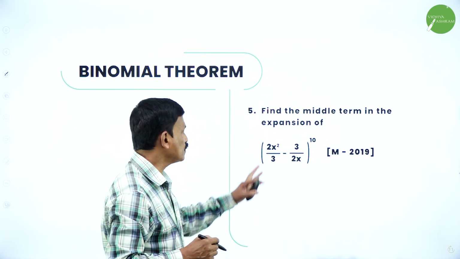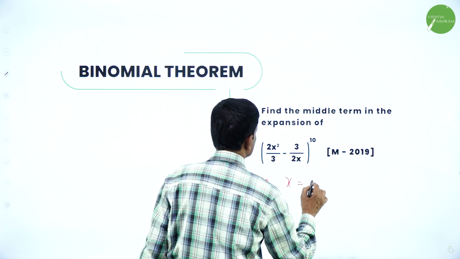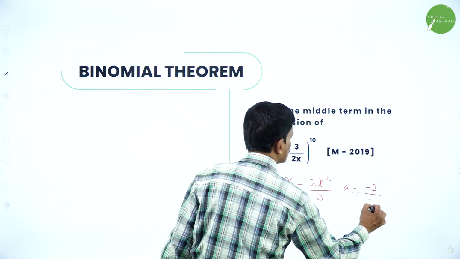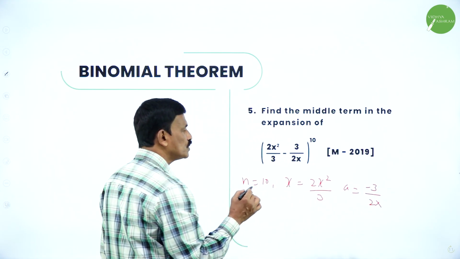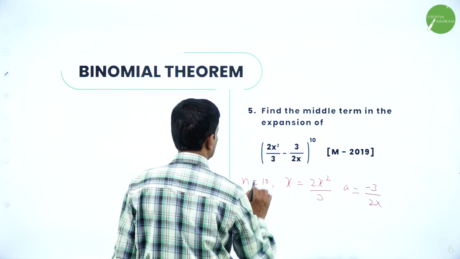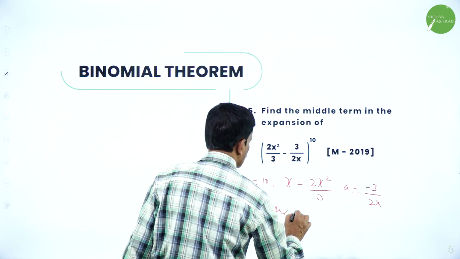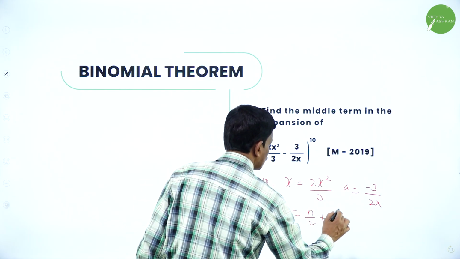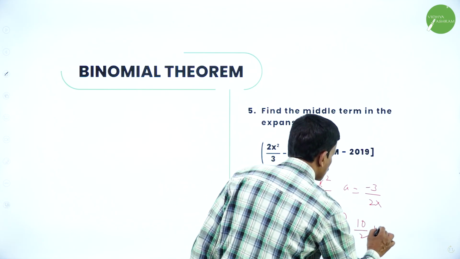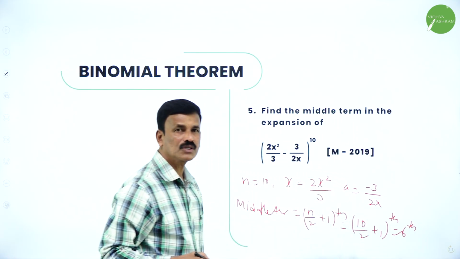So just here, what is n? n is equal to 10, x is equal to 2x square by 3 and a is equal to minus 3 divided by 2x. So here, the middle term in this expansion is, for middle term, n by 2 plus 1th term. So what is n by 2? That is 10 by 2 plus 1. That is nothing but the 6th term is the middle term here, right?